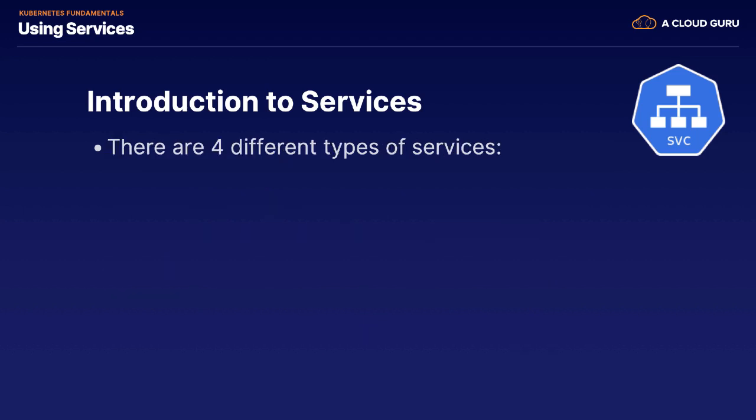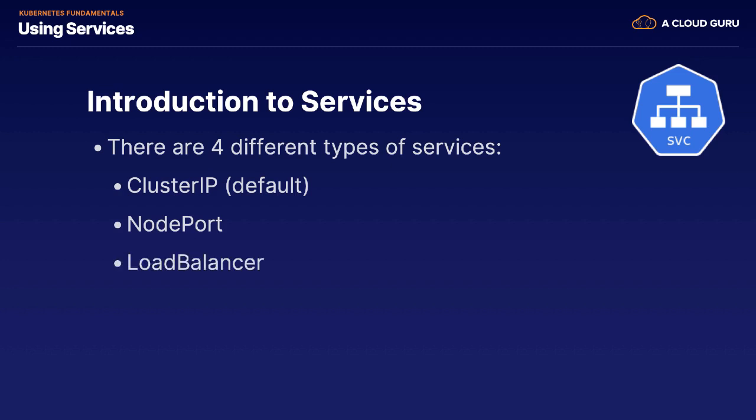And there are really 4 different types of services and 3 that are most popular, starting off with cluster IP, and that's the default. If you create a service with a cluster IP service type, that service is only accessible intra-cluster, or within the cluster. If you want a service to be available on the IP of the node that it's running on, you would use the node port service type.